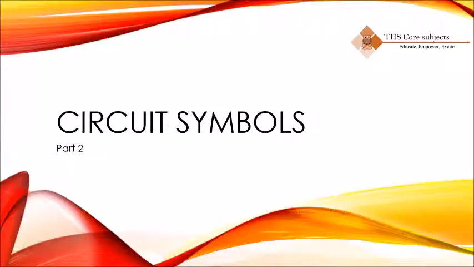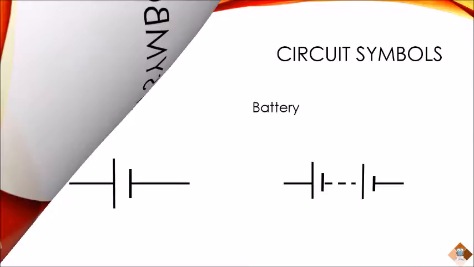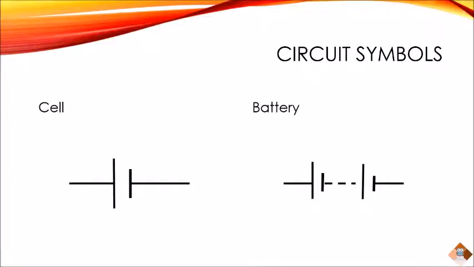Part 2. Circuit symbols. A cell supplies the electrical energy to the circuit, and a battery is when multiple cells are put together. A cell has one singular big line, little line on its symbol, whereas a battery is two cells connected by a hyphen or a dash.